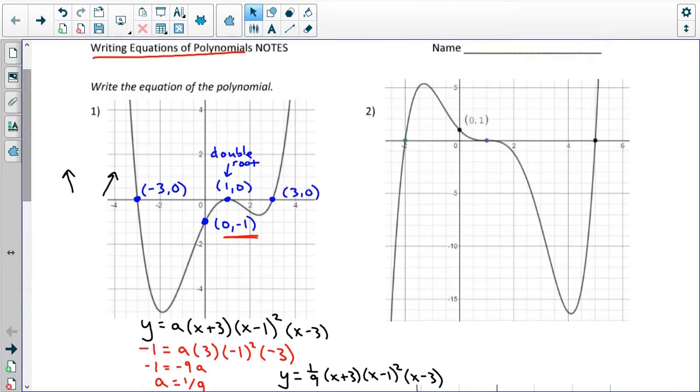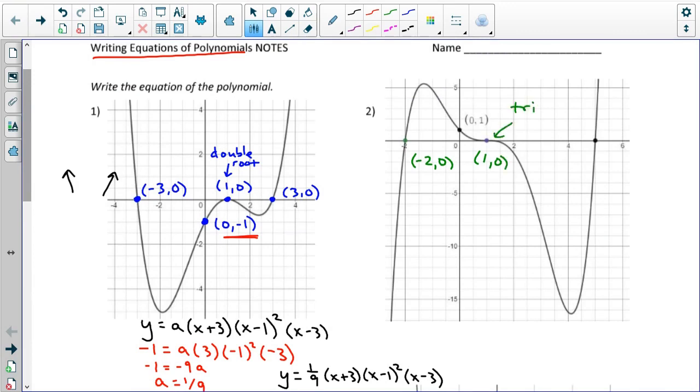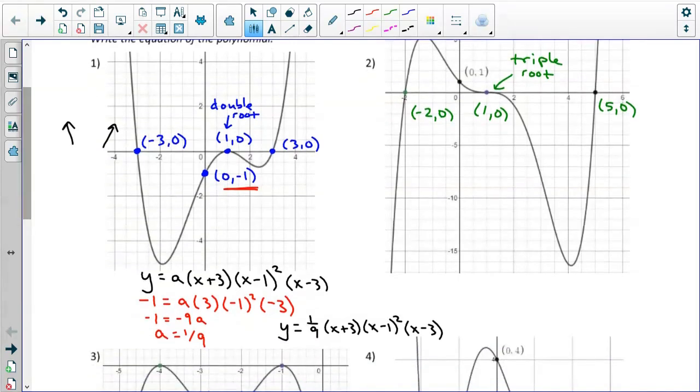Problem 2, I see that I have a root at (-2, 0), a root at (1, 0), and this appears to be a triple root. And then I have a root at (5, 0). So if I want to start writing the shell of this, I will see y equals a times (x + 2) times (x - 1) to the third times (x - 5).